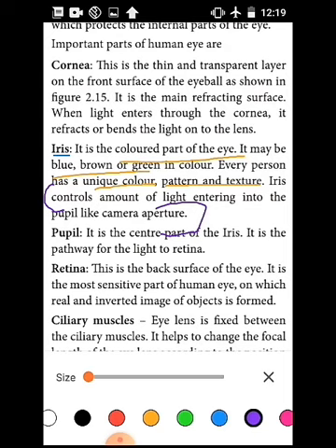What is the function of the iris? It controls the amount of light entering into the pupil, like a camera aperture. What is an aperture? One small hole. A camera has one small hole, and when light enters the camera through this hole, we can get one colorful image. Like that is the iris function. It controls the amount of light entering into the pupil.